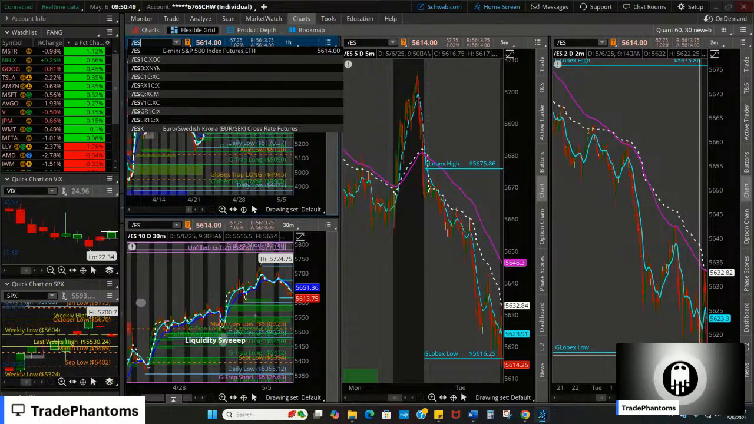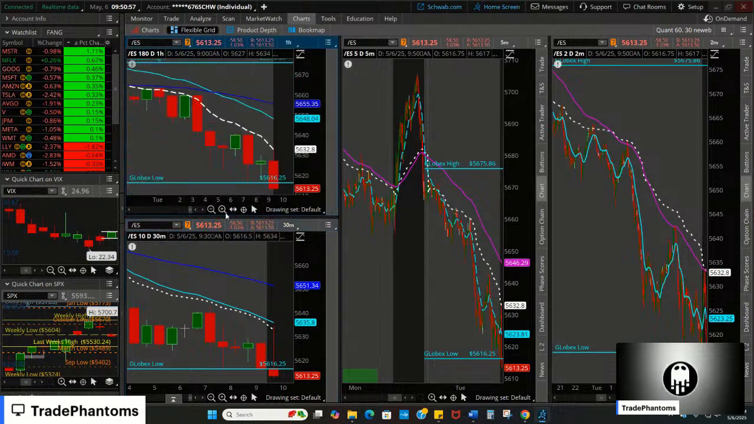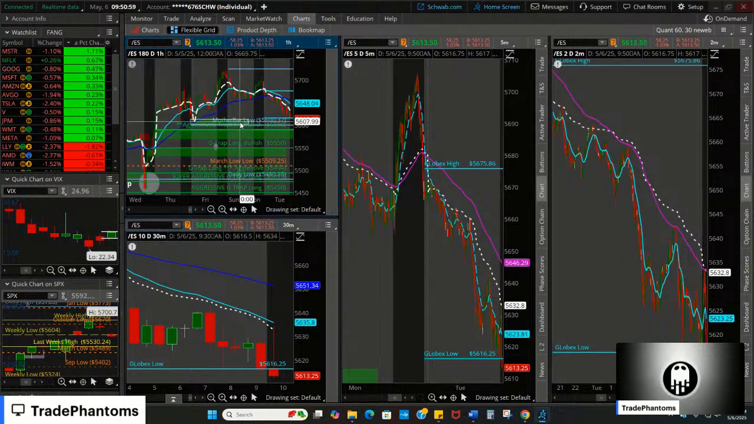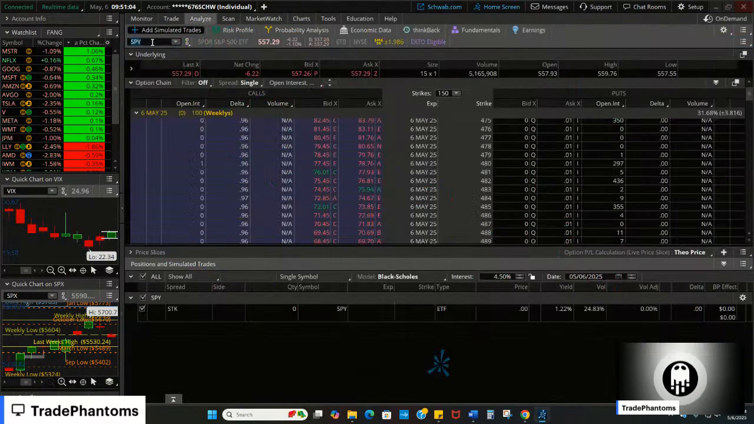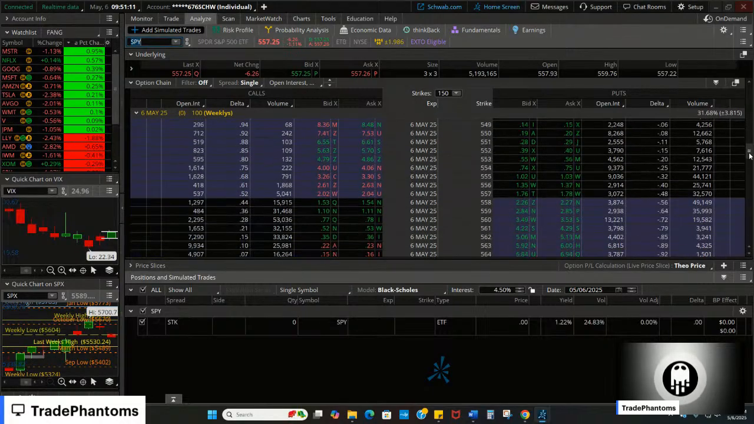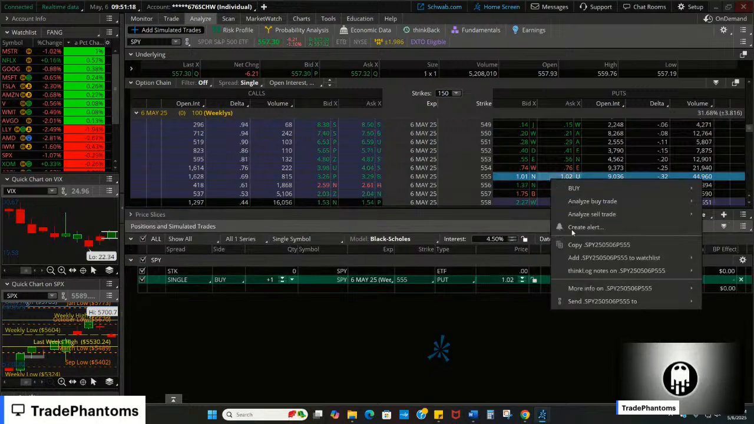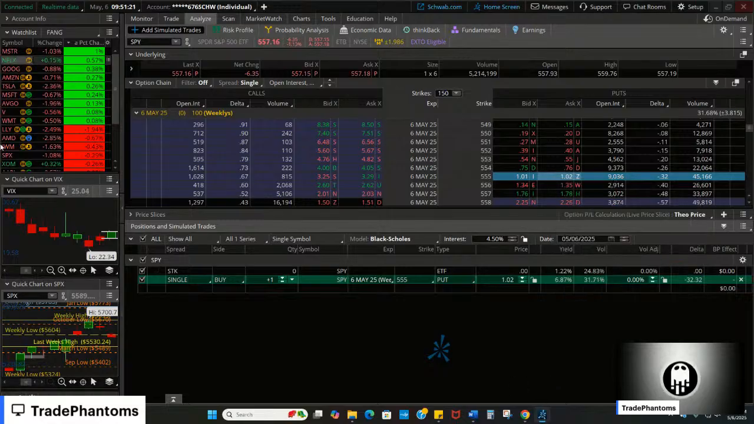SPX is breaking its Globex low here. I'm sorry, S&P futures. I don't want to be too late to this. But it's already kind of slapping down a little bit here. So a little late entry here, so be careful with this. I'm going to go low delta here, 32. I'll pick up the 555 for $1.04. This is a little bit late. Probably could have got this at a better price point, in all fairness.